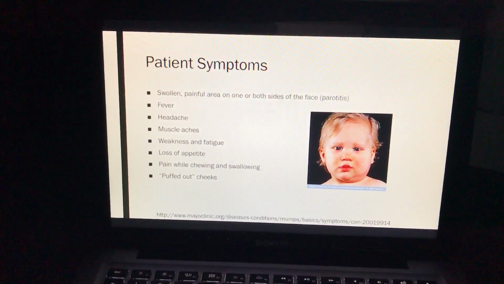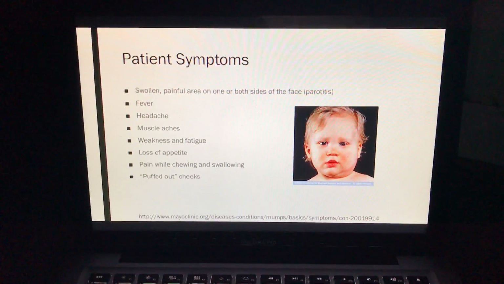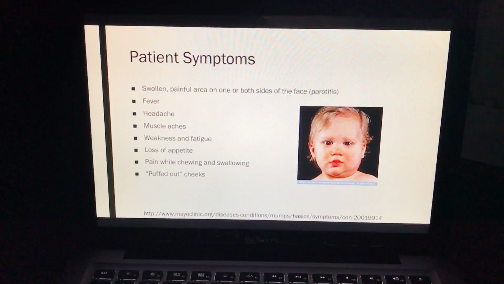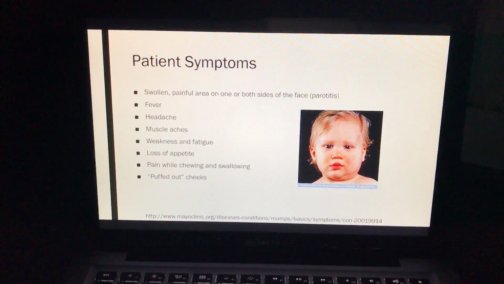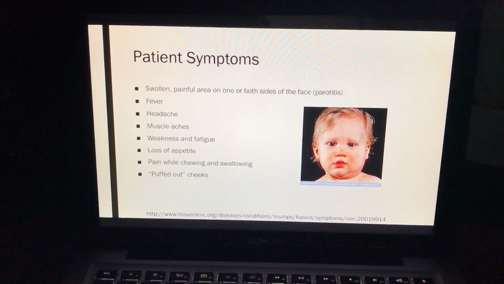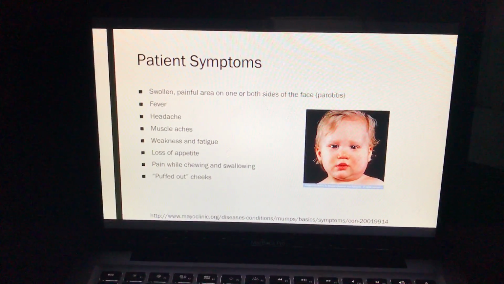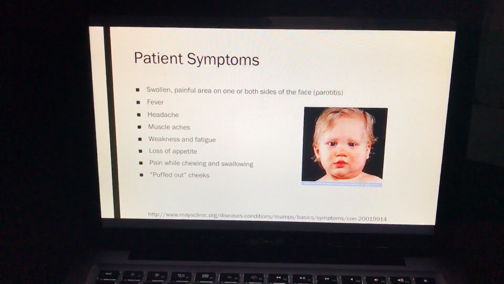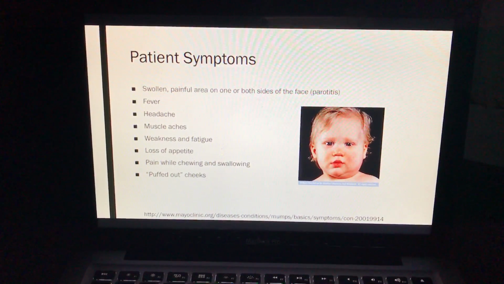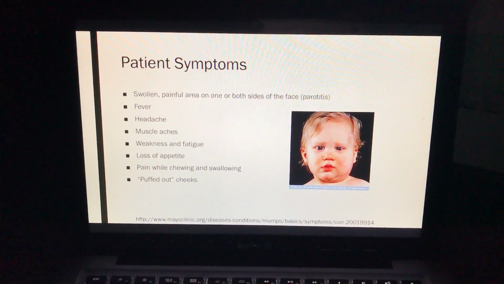Symptoms of mumps include a swollen, painful area on one or both sides of the face. It can also include fever, headache, muscle aches, weakness and fatigue, loss of appetite, and as you would guess, if your face is swollen on one or both sides, you're going to have pain while chewing and swallowing. It's often called the puffed out cheeks disease.